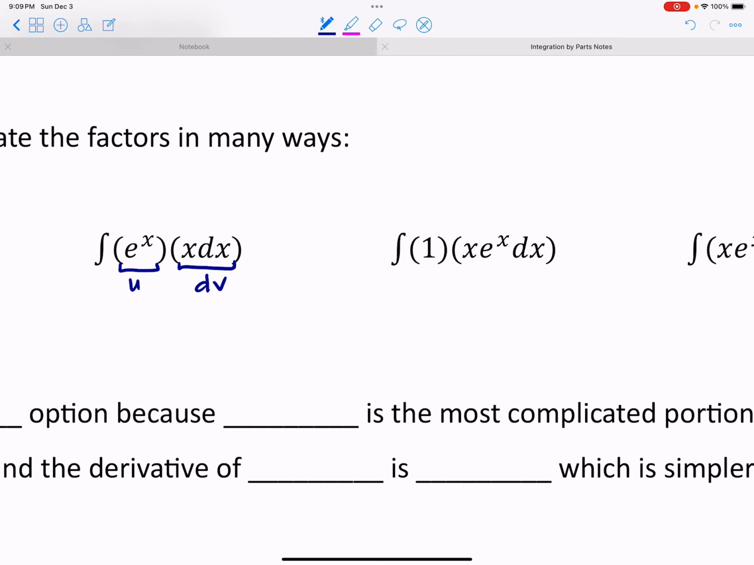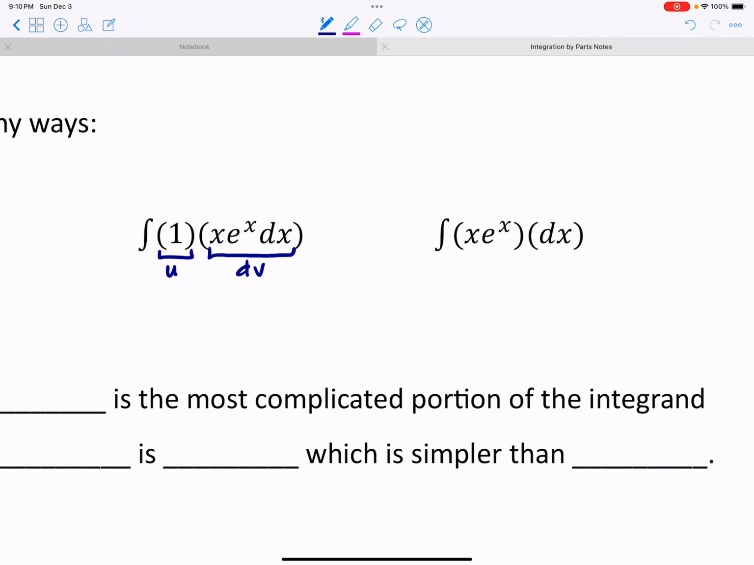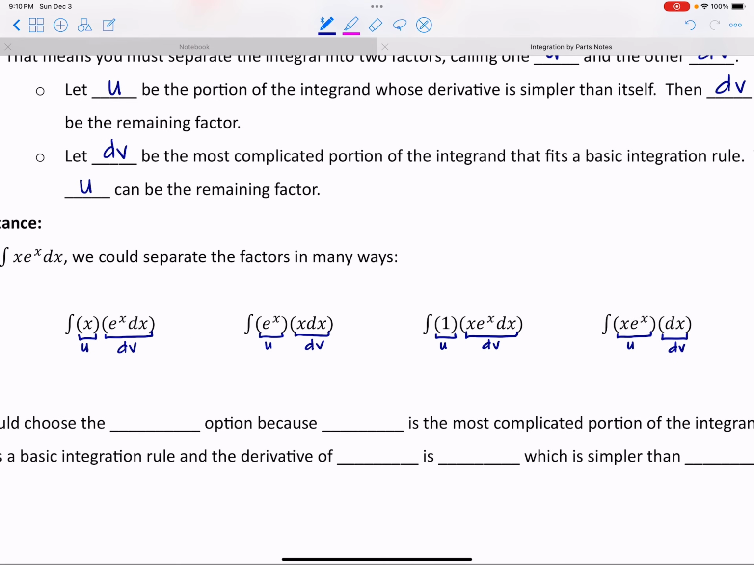Or maybe I lumped the whole thing together here and again just call 1, the invisible 1, our u, and call the whole product there dv. Or maybe I just lump together the product, call this u, and then maybe dx represents the dv. So you can see how we have to have guidelines in order to figure out which way I am supposed to split this, because they're definitely not all equal.